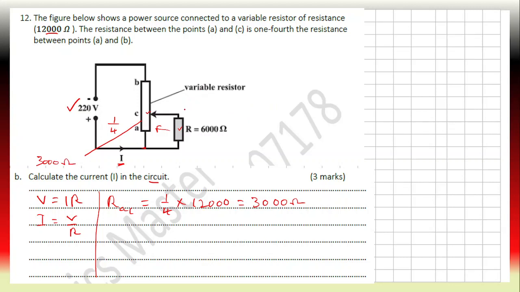Do you know why we are getting that one? Because we want to combine them. This 6,000 ohm resistor is in a parallel connection to the one between A and C. So you combine these two using the parallel way, and then after bringing them together, we'll add them to this.